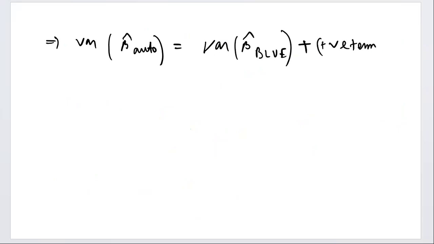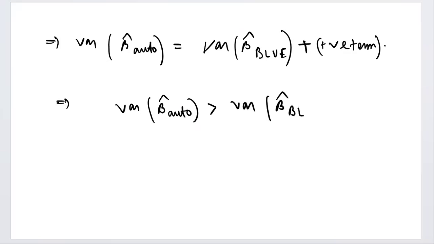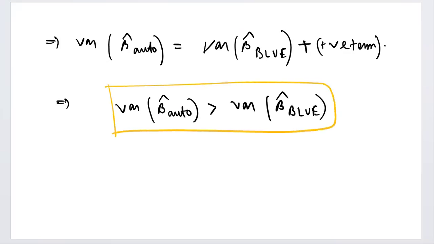Plus some positive term. So what we can infer from that is that the variance of beta cap auto is strictly greater than the variance of beta cap under BLUE. This is what we wanted to show, and which basically means that the variance of beta cap auto is not the minimum variance.